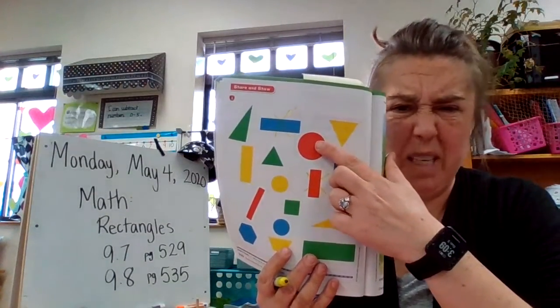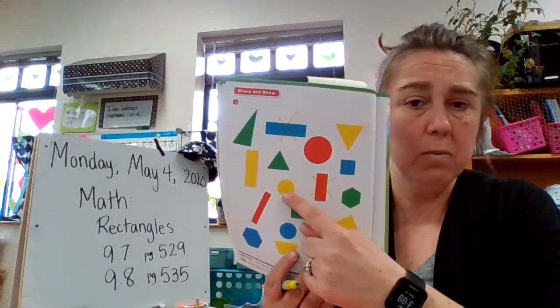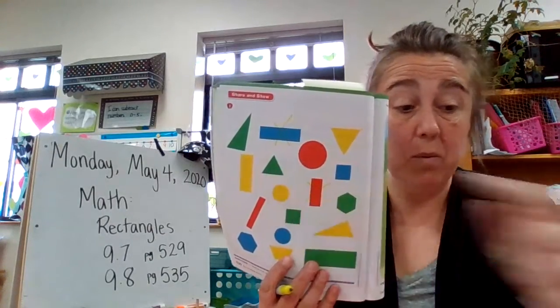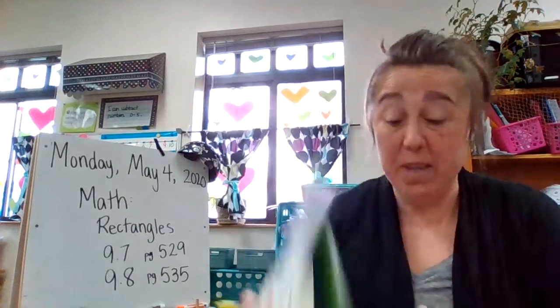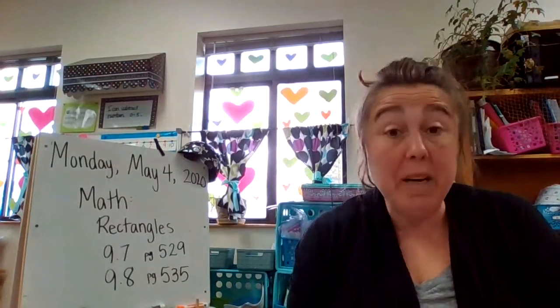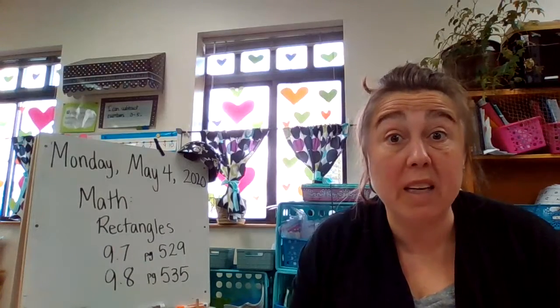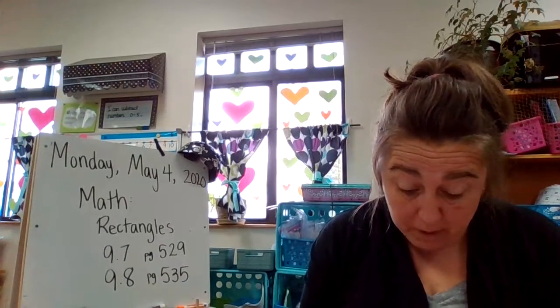Do we do this one? Not a rectangle, it's a circle. Rectangle? No. Rectangle? No. What do you think, Wyatt? Rectangle? Let's put an X on it. Right now, I want you to test your brain, and I want you to put an X on all the rest of the rectangles. I'm going to put them on mine.